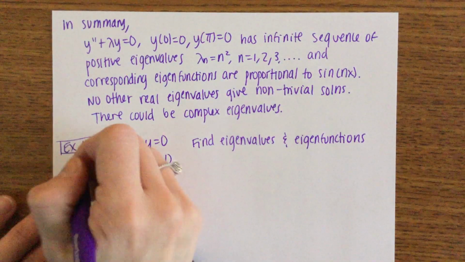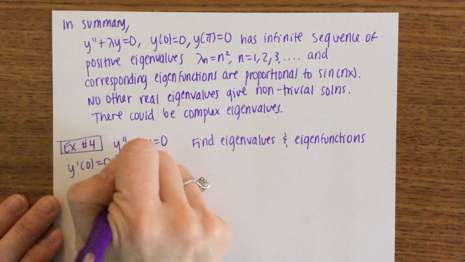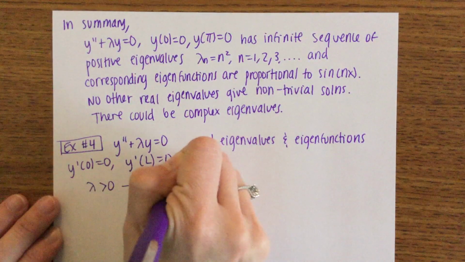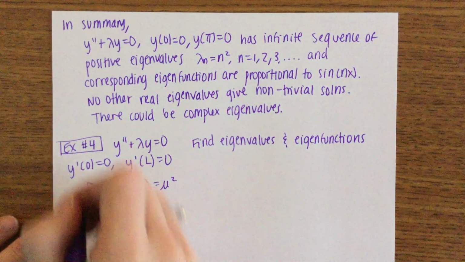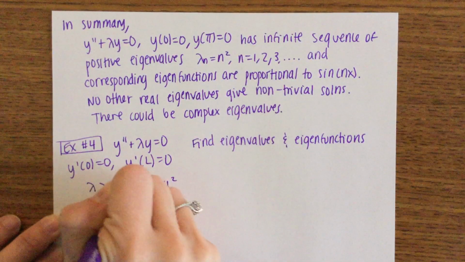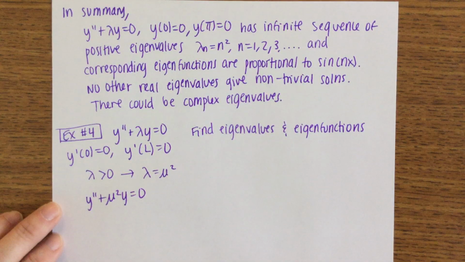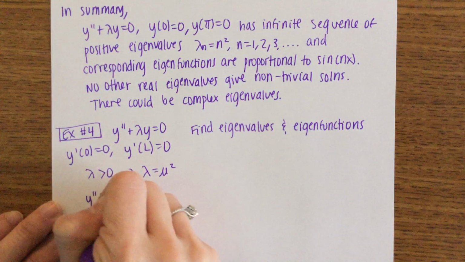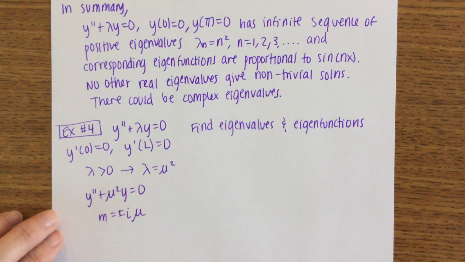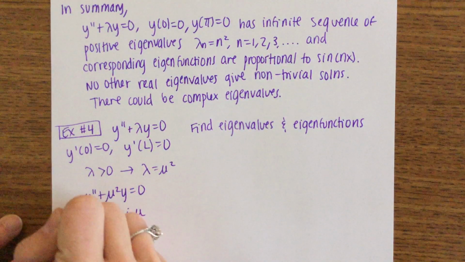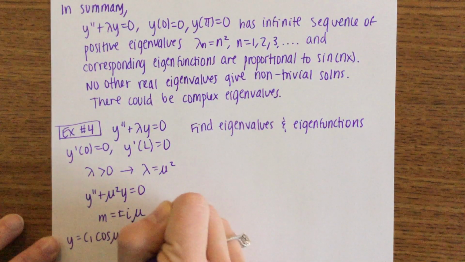Okay, so we already said the only case we need to consider is that when that eigenvalue is positive, in which case we let lambda equal mu squared, just so that it's easier to solve. We then get y double prime add mu squared times y equals 0. We look at the auxiliary equation, we're going to end up with m equals plus or minus i times mu. Y then is c1 cosine of mu x, add c2 sine of mu x.